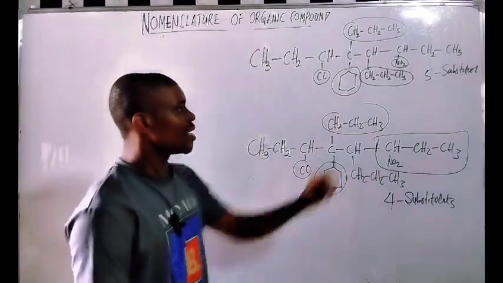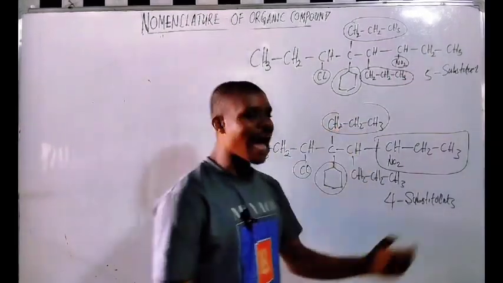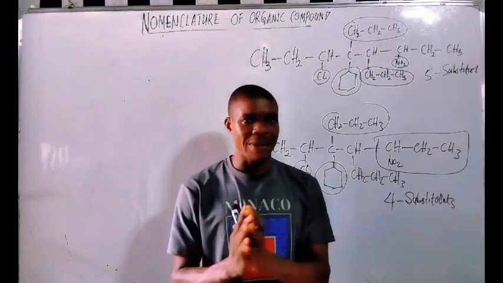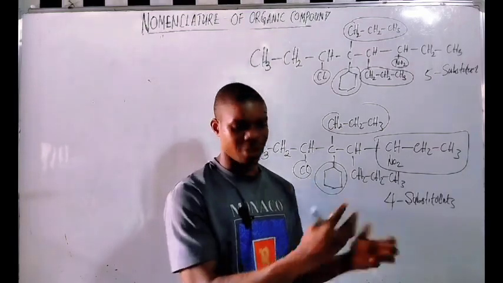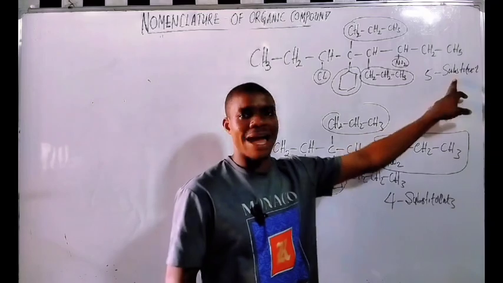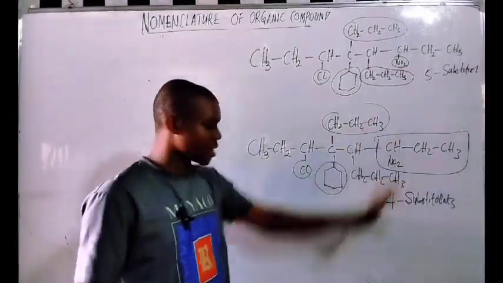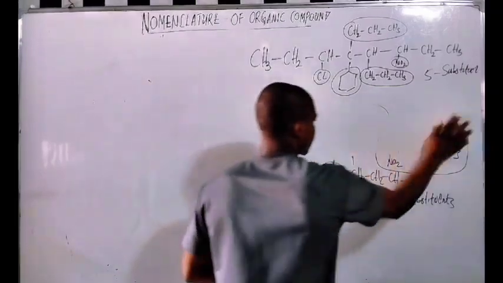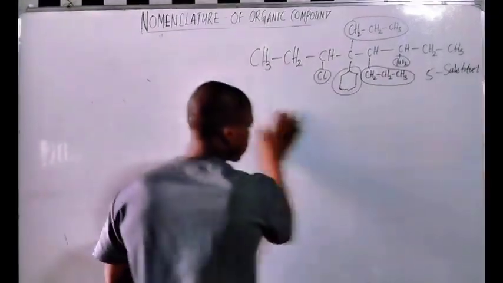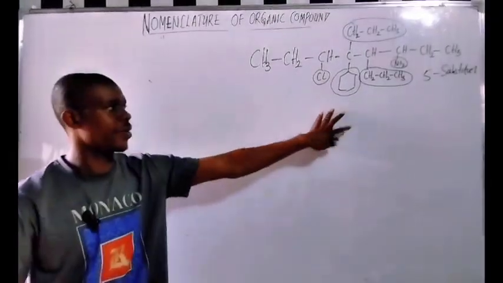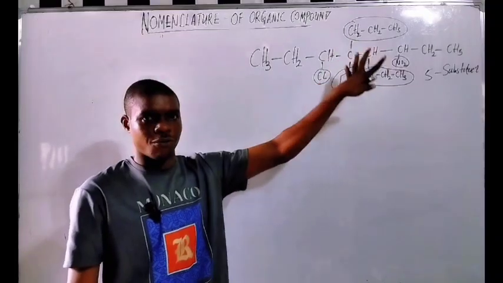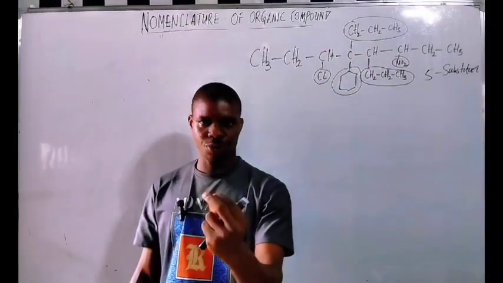Now if you check very well, this one has 5, this one has 4. Two of them cannot be the parent chain at the same time. One must be the parent chain. Automatically, this one that has 5 is now the parent chain. This one is not the parent chain, so we discard it. Do you understand? We discard this one here. So this is now going to be our focus. That is rule number 2.